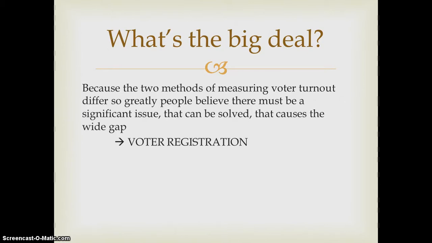The big deal here, the reason that these things are actually looked at, is because of the great disparity between the two methods. When you look at the two methods and you see that if you count voter turnout as a proportion, it's coming in at 75 to 80%, and then you actually look at the percentage of eligible voters coming in at 50% or less, it points to there has to be an issue, and a significant issue, and most people believe that the issue can be solved, and the issue that they point to typically is voter registration.